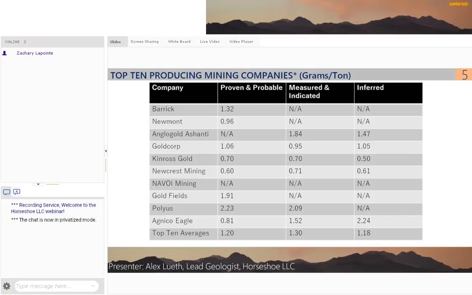This is a chart of the top 10 gold-producing mining companies and what the grade is of their proven and probable, measured, indicated, and inferred resource. What's important to take away from this slide is that everything is typically very low grade, between 0.5 grams per ton up to 2.2 grams per ton. And you see here at the Navoi Mining Company, all of those are blank because they are not required to report the proven and probable reserves.